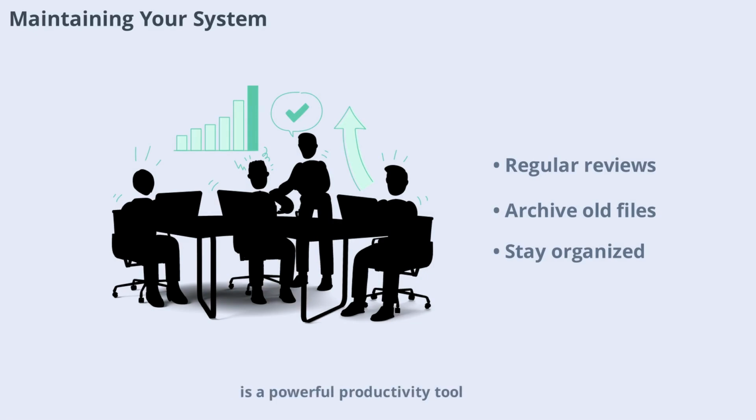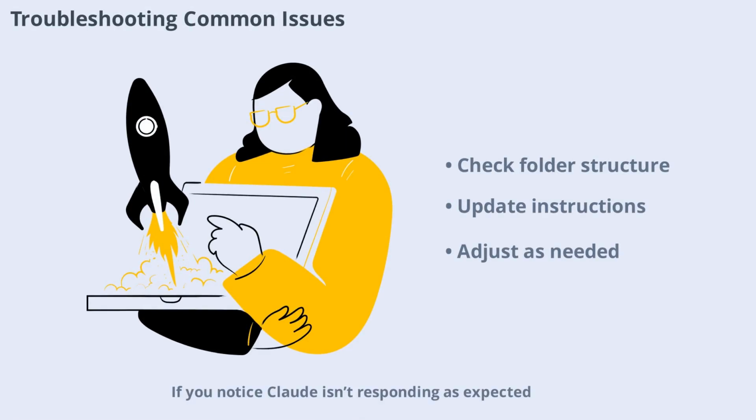Set a reminder to review your About Me and My Company MD files every month. Archive outdated outputs and templates you no longer use. This keeps your system lean, relevant, and ready for any task. If you notice Claude isn't responding as expected, check your folder structure and file contents. Make sure your global instructions are up to date and your context files reflect your current situation. Most issues can be solved by revisiting your setup and making small adjustments.